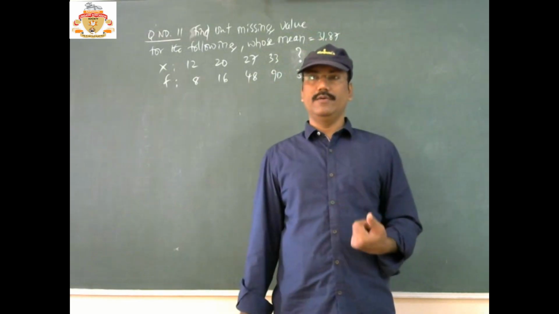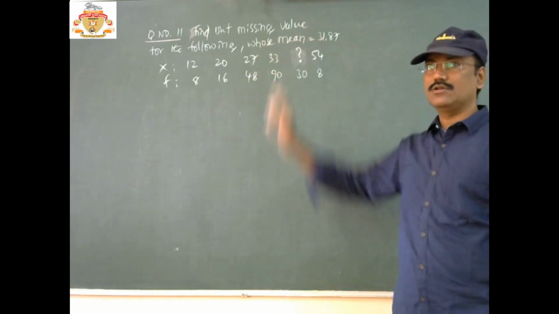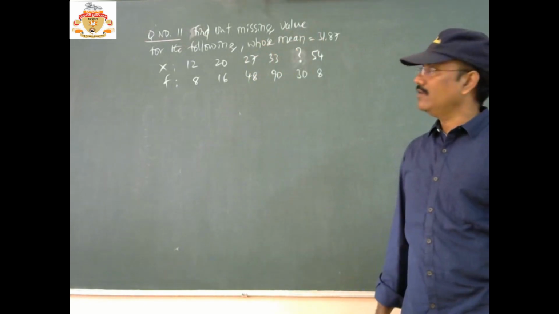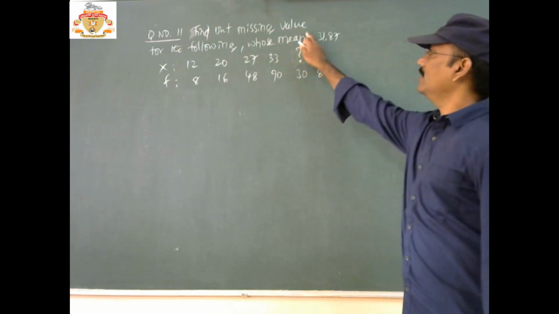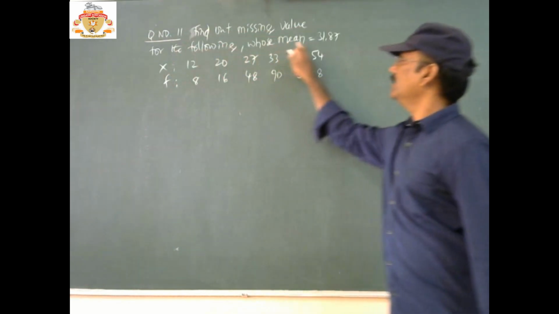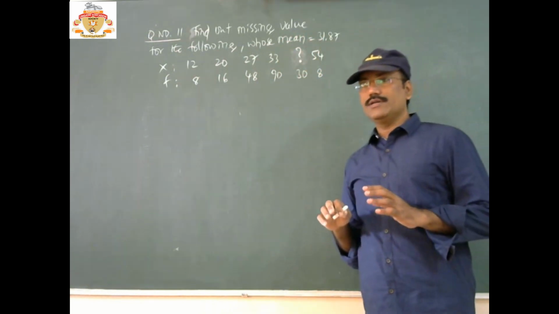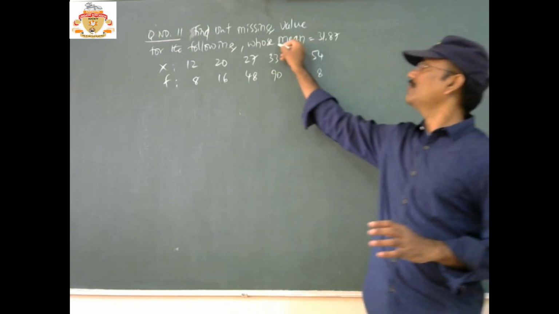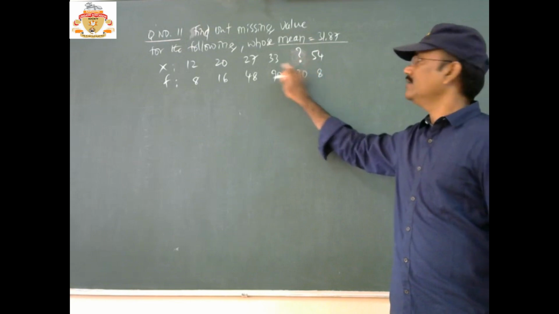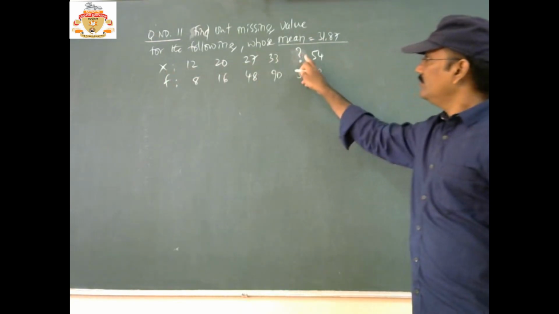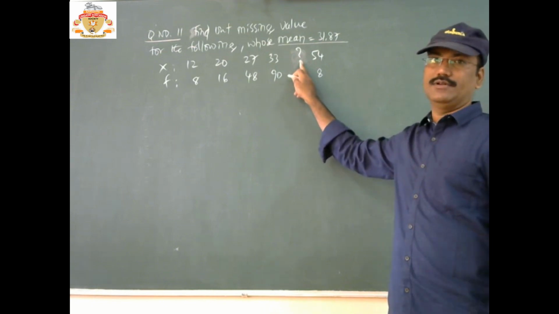Question number 11, if you see the board side, the question is ready for you. What does this question number 11 indicate? Find out the missing value for the following, whose mean is 31.87. Means by using the mean, 31.87, given in the problem, you need to find this missing variable. In the x side, the fifth number is missing, a question mark is given. You need to find this number, simple, right?